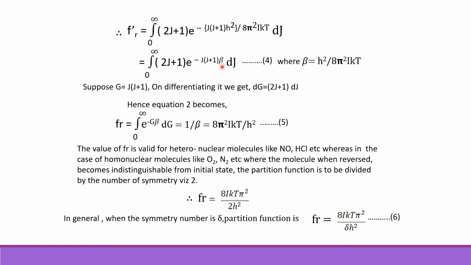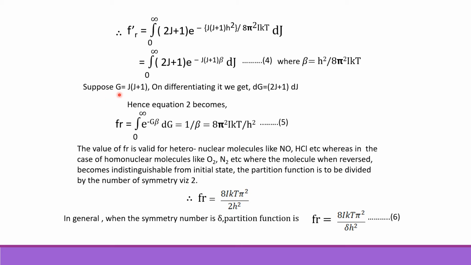Now what is this beta here? Beta is h square divided by 8 pi square I kT. Here we have written h square divided by 8 pi square I kT, and we have represented it by another constant, that is beta. Now suppose you want to evaluate this integral. For that we have to make a certain assumption.